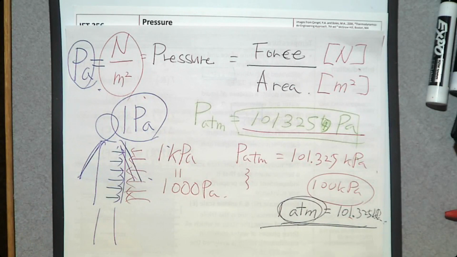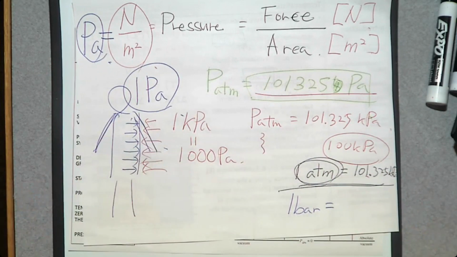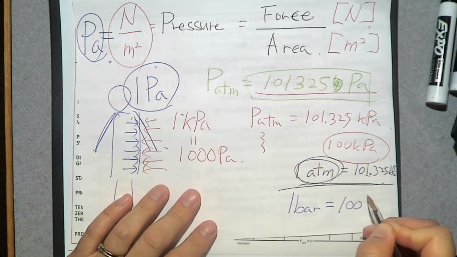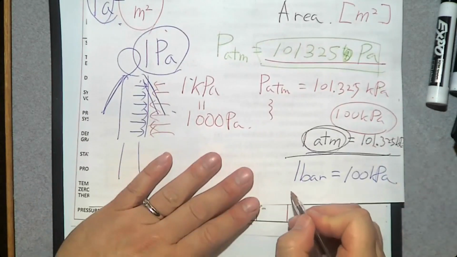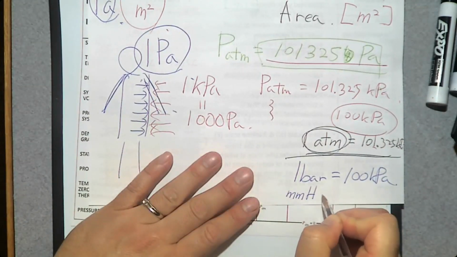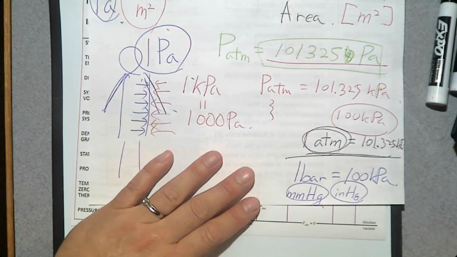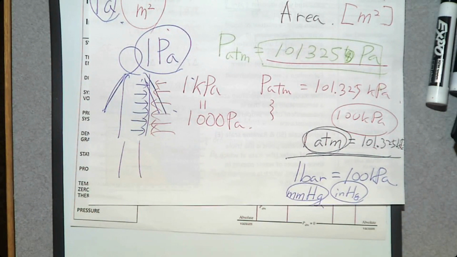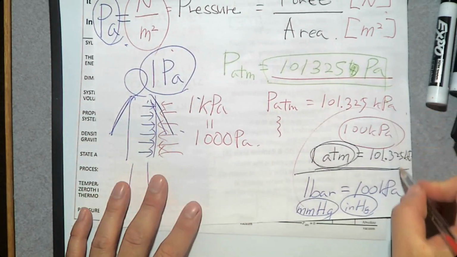Another pressure unit is bar, not the bar that we can drink. This is a unit of pressure. 1 bar is 100 kilopascal. And there are also more units, like millimeter Hg or inch Hg. Those are pretty common when you talk about weather. We will talk about that later. So these are the common units in pressure.